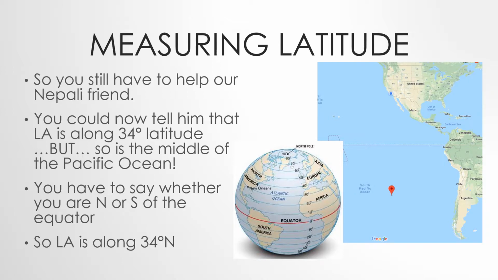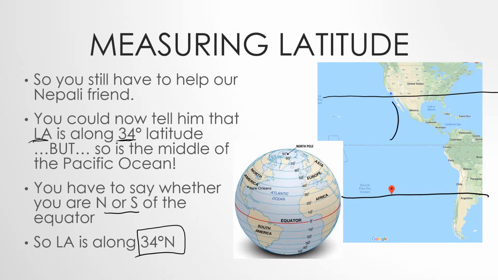Now, remember the problem at the beginning that we had somebody in Nepal who wanted to know where Los Angeles was. So how can we give him really accurate directions to get here? So you could tell him that Los Angeles is along the 34-degree latitude. But is that enough? If you just say 34 degrees latitude, that could be anywhere along that line. Remember, we have a north and a south 32 or 34. So you have to say whether the degree that you're mentioning is north or south of the equator. So LA is going to be 34 north. It's north of the equator.